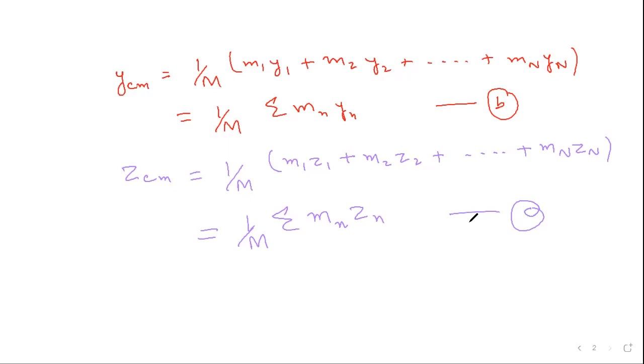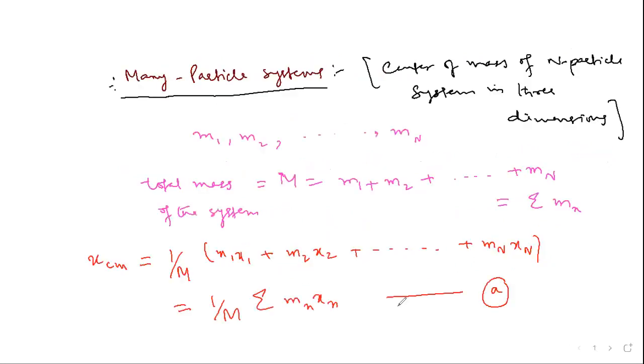Or I can combine these three equations into a single equation using the idea of vectors. So combining A, B, and C, right? We can write the information contained in these three equations A, B, and C in a single equation using the idea of vectors.